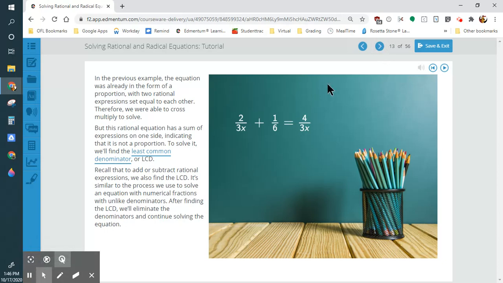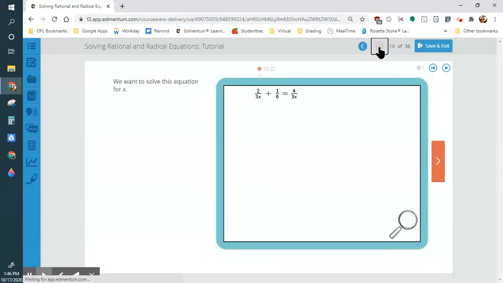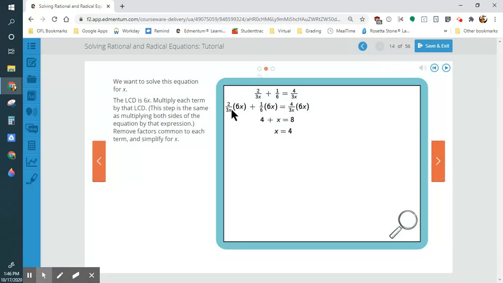Let's see if I can change the hotkeys later for the tools. All right, so again, we're going to find the LCD, it's 6x. So what they're doing here is, let's just multiply everything by that. Because if we multiply everything by that denominator, everything cancels out. So they're skipping a few steps here.